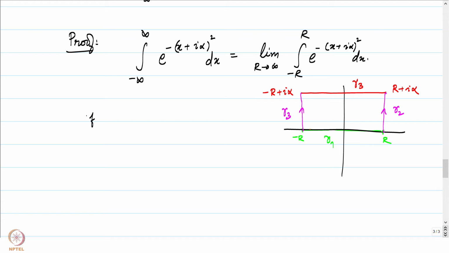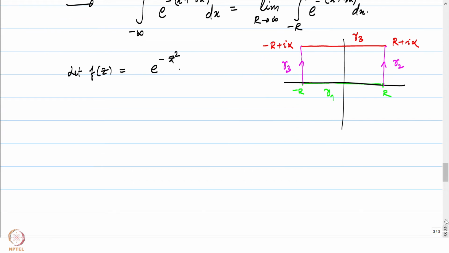Consider the function f of z to be equal to e to the power minus z square. Then, e to the power minus z square is a function which is holomorphic in the entire complex plane. In particular, it's an entire function. And again, the complex plane is a convex set, so we can apply Cauchy's theorem freely. Or in this case, we could apply a special case of Cauchy-Goursat, rather.